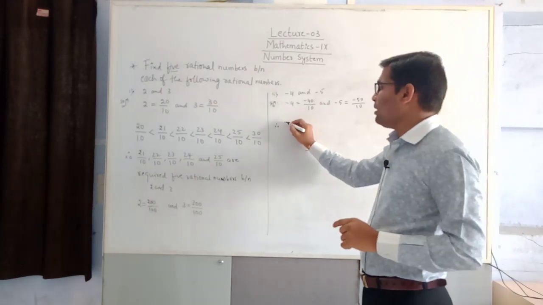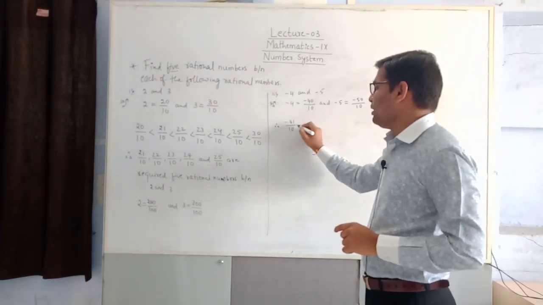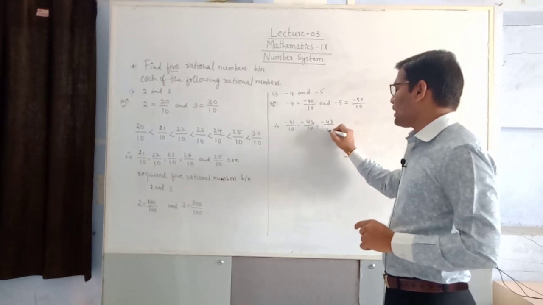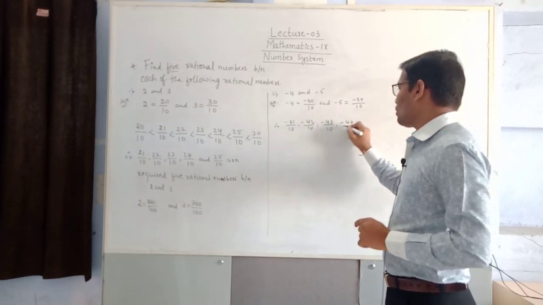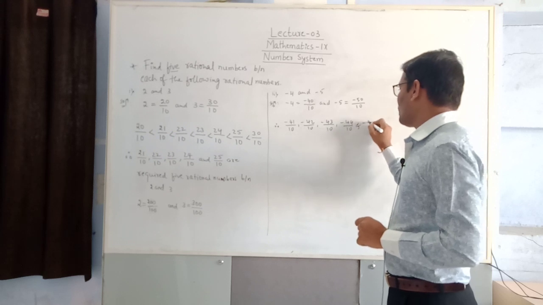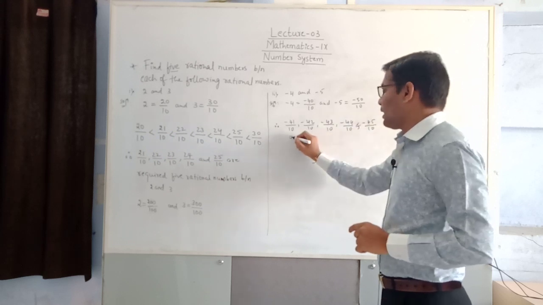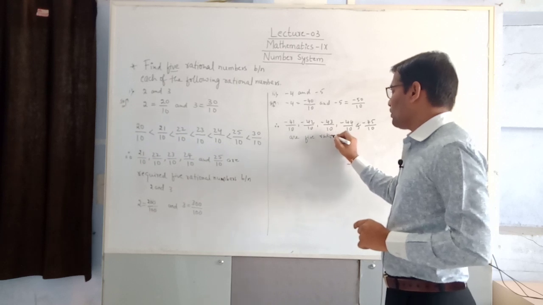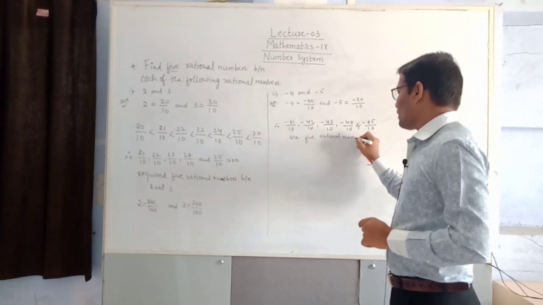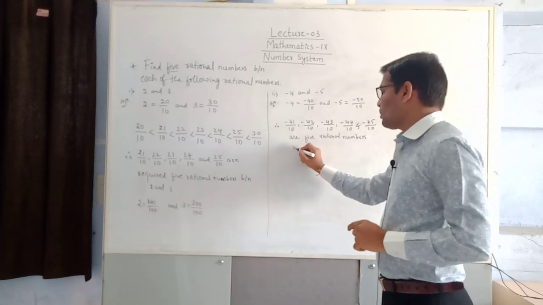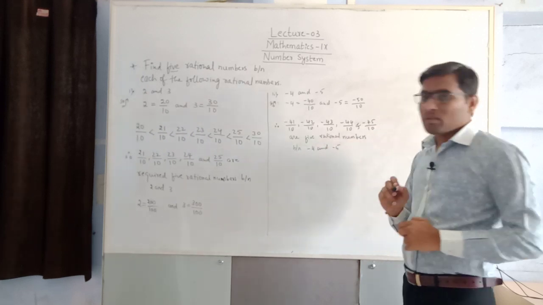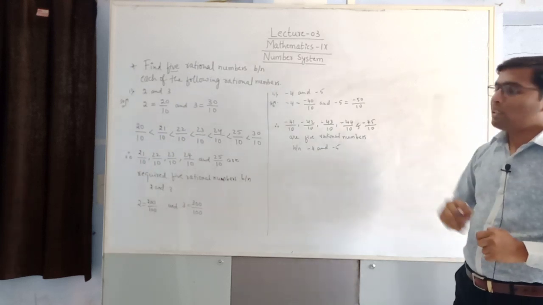Now we can write -41 by 10, -42 by 10, -43 by 10, -44 by 10, -45 by 10 are 5 rational numbers between -4 and -5. So this is the answer when both are negative integers.